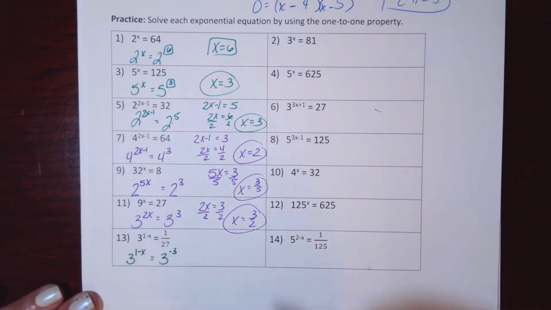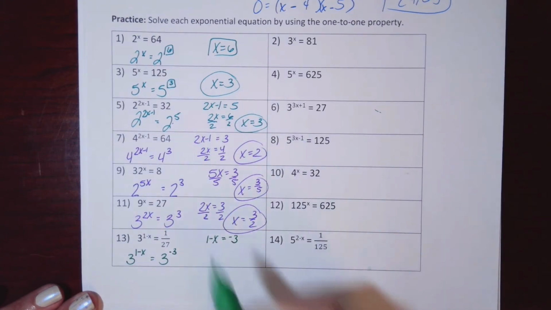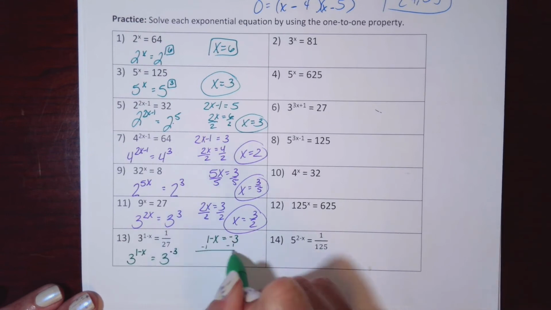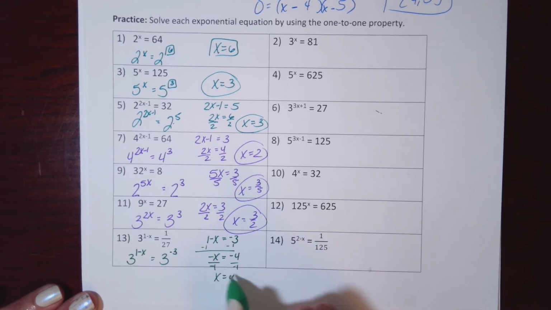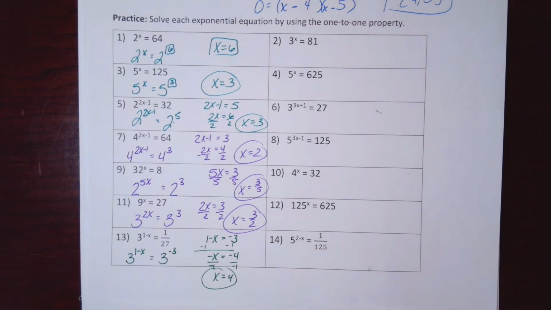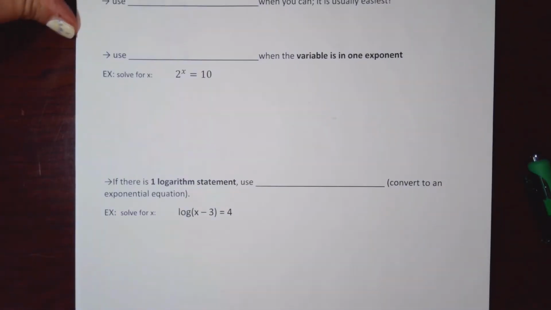One-to-one property, bases are the same, so I set my exponents equal to each other. If I subtract 1 from both sides, I get negative x equals a negative 4. I can't leave it a negative x, so I would divide both sides by a negative 1 so that I get x equals a positive 4. Alright, and then like I said, we're going to leave that other column for you to practice on your own, or for you to do in class.